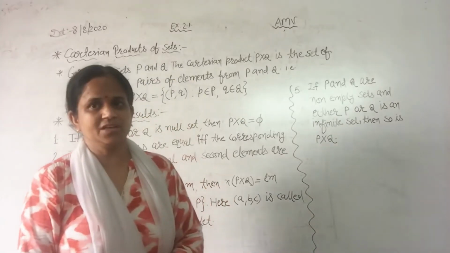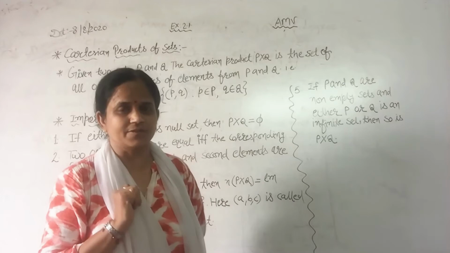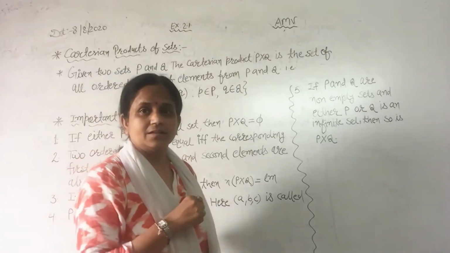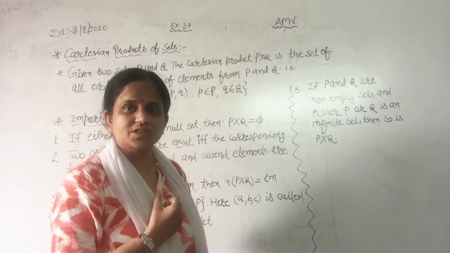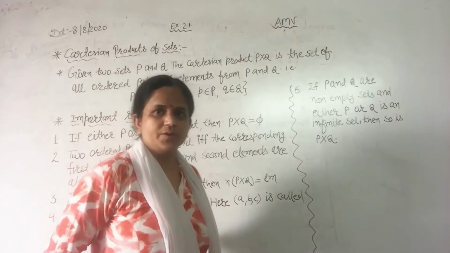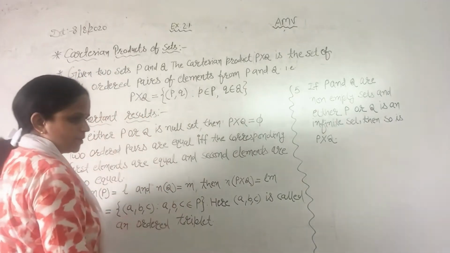Students, let's begin chapter 2. The chapter is relation and function. Very important chapter, students, and the extended part of this chapter you will study in 12th standard. Today I am going to discuss a very small topic, Cartesian product.